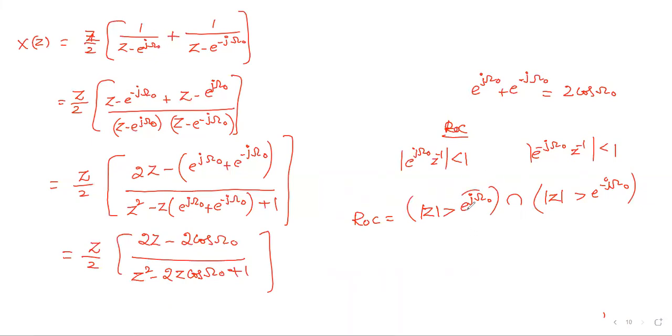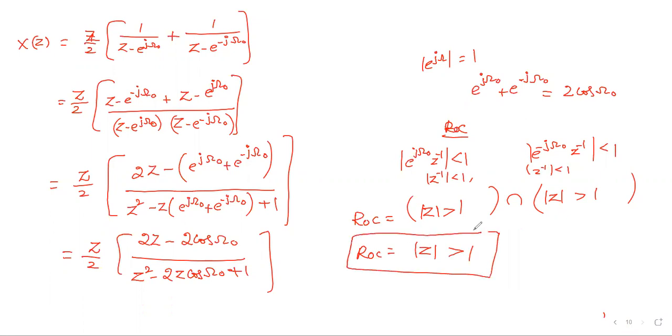So simple. What is the magnitude of e power j omega naught? The magnitude is 1. So this thing also is not required; directly you can write it here. z inverse less than 1 and z inverse less than 1, so that means mod z is greater than 1 and mod z is greater than 1. So what is the resultant ROC? Directly you can write mod z is greater than 1. So this is the resultant ROC for this.